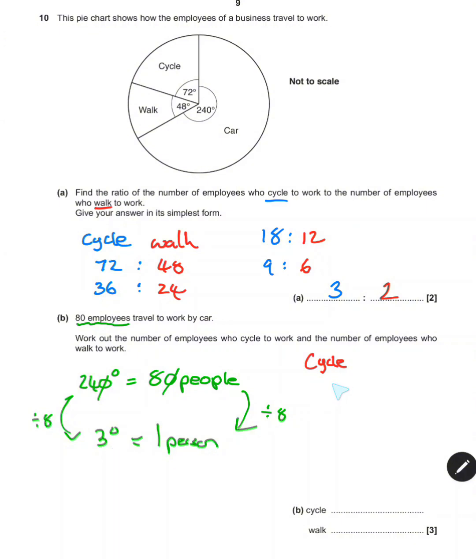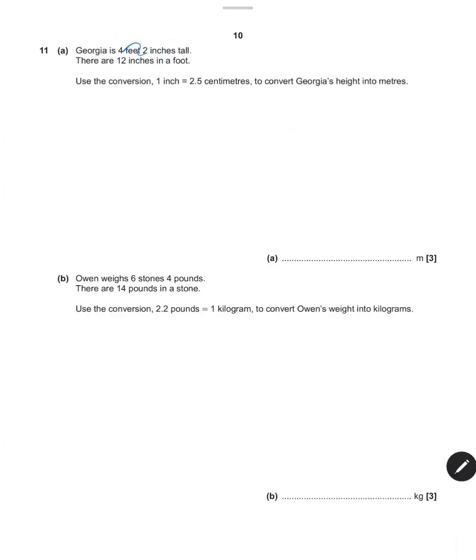So 72 divided by 3. How many 3's in 72? 3's into 7 is 2, remainder 1. And 3's into 12 is 4. So cycling is 24 people. I'll do the same thing for walking. I'm going to do 48 divided by 3. So how many 3's in 48? And 3's into 4 is 1, remainder 1. And 3's into 18 is 6. 16 people walk. Question 11, we've got Georgia, who is 4 feet 2 inches.